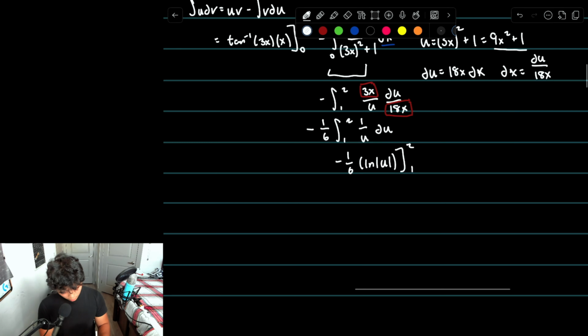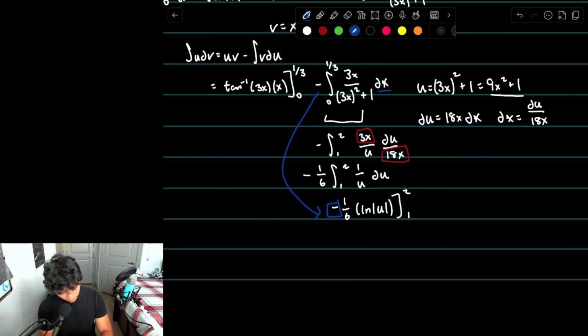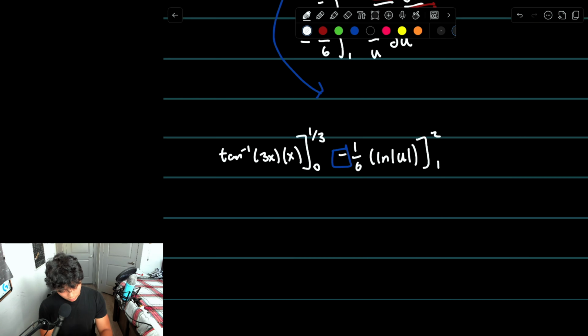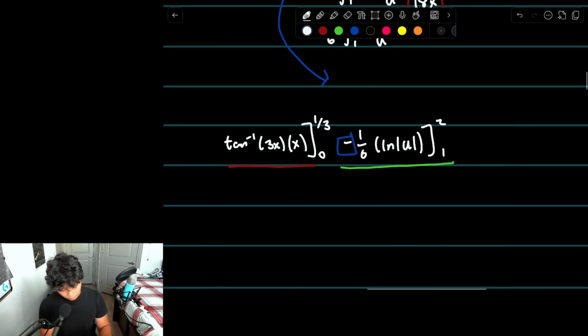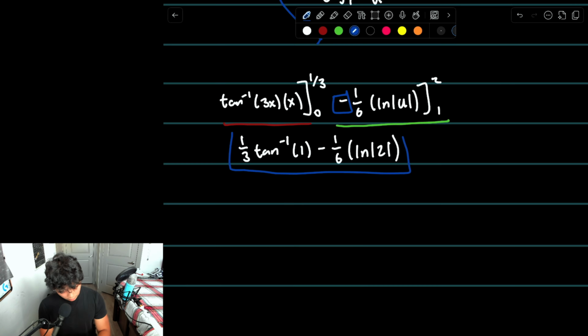and then evaluated from 1 to 2. And if you're wondering why this negative sign is here, I'm sorry if that caused any confusion. I just brought it down from here, so it'd be easier to just bring down this equation right next to it. And as you can see, it's just our left-hand equation subtracting from our right-hand equation. And now we can fully evaluate these, which will just end up giving you 1/3 inverse tangent of 1 minus 1/6 times ln of absolute value 2. And that is our final answer.